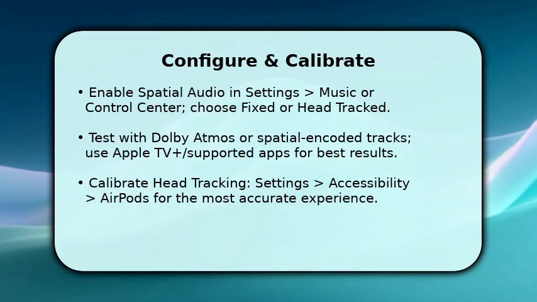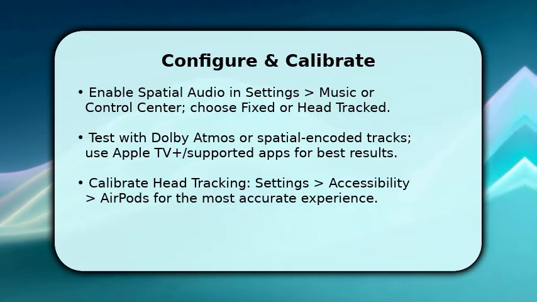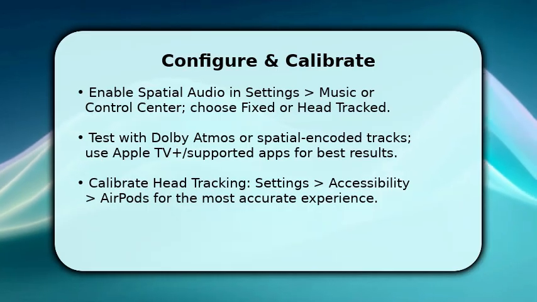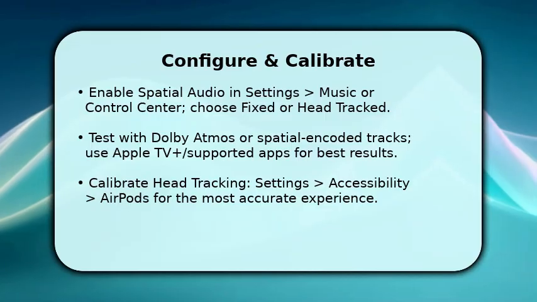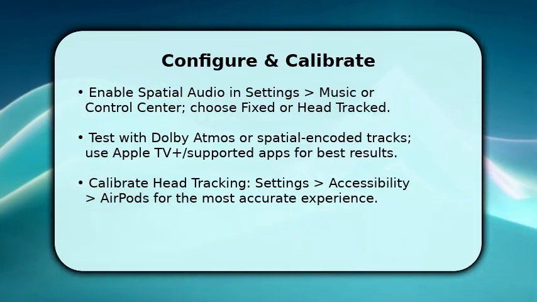Next, you configure and calibrate to make spatial audio meaningful. In Settings, Music or the volume control, switch spatial audio on and choose head tracked for dynamic perspective or fixed if you prefer a stable mix. This affects immersion. Play Dolby Atmos or spatial tracks from supported apps to evaluate.